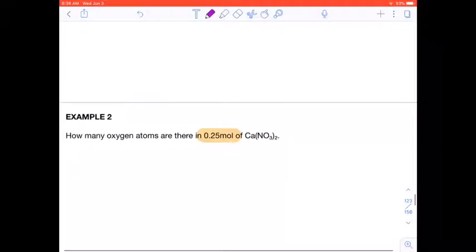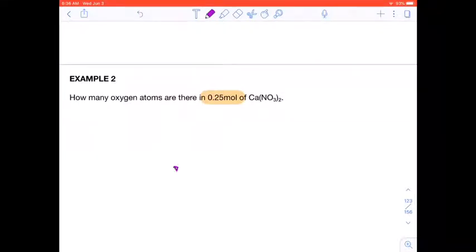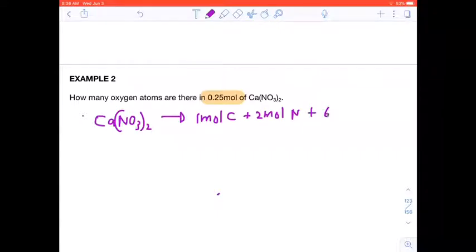Okay, if we have one calcium nitrate, and if we have 1 mole of it, that means we would have 1 mole of calcium plus 2 moles of nitrogen, right, plus 6 moles of oxygen.